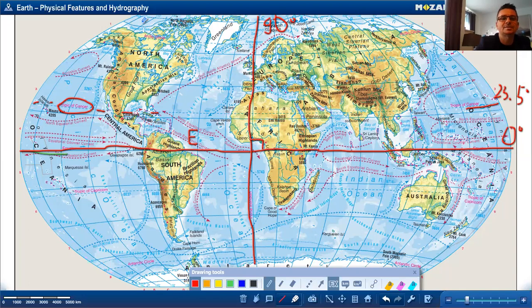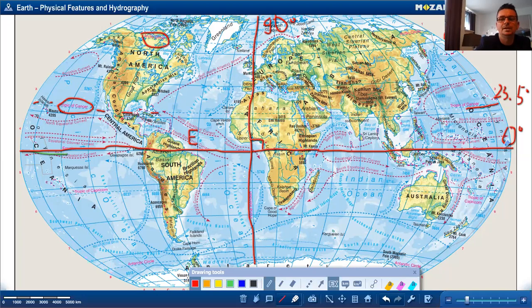And the next famous identified line is going to be the Arctic Circle. The name is written here. And here the angle is 66.5 degrees. So where can you see these angles?